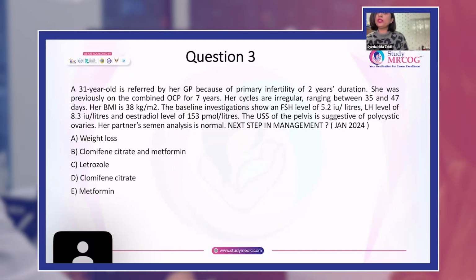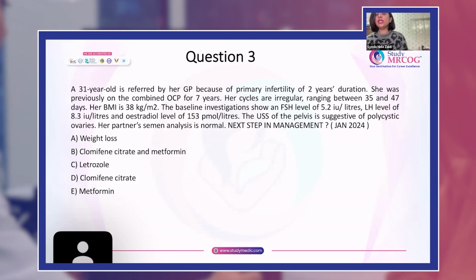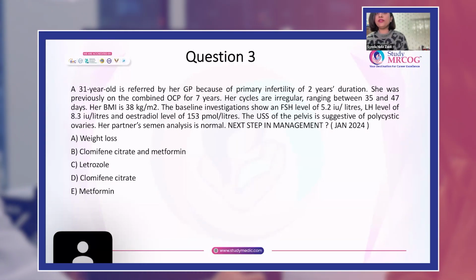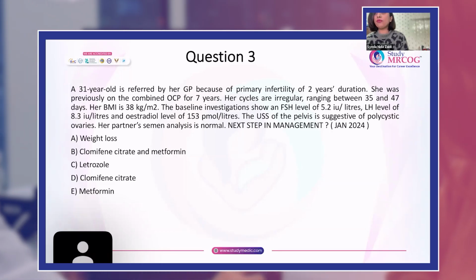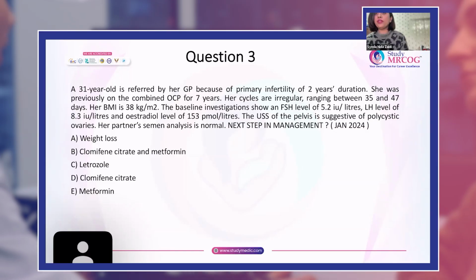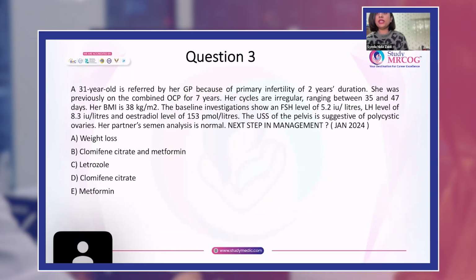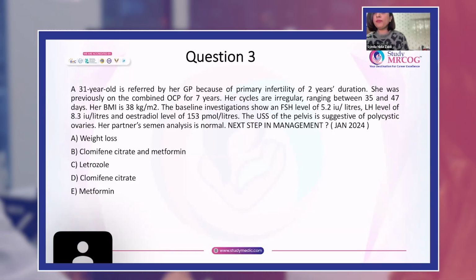A 31-year-old is referred by GP because of primary infertility of 2 years duration. She was previously on the combined OCP for 7 years. Her cycles are irregular, ranging between 35 and 47 days. Her BMI is 38 kg per meter square, and the baseline investigations show an FSH level of 5.2, an LH level of 8.3, and estradiol levels of 153. The ultrasound of the pelvis is suggestive of polycystic ovaries, and her partner's semen analysis is normal. What is the next step in the management?